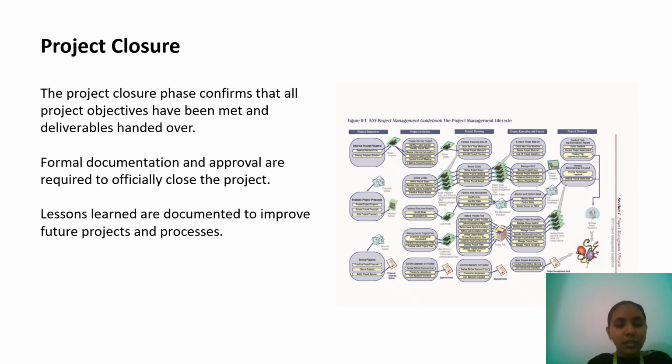This is the final phase in the life cycle, project closure. The project closure phase confirms that our project objectives have been met and deliverables handed over. Formal documentation and approval are required to officially close the project. Lessons learned from the documents lead to improved future projects and performance.